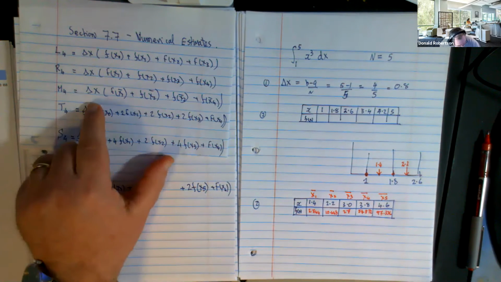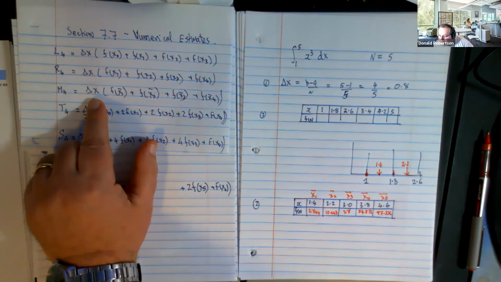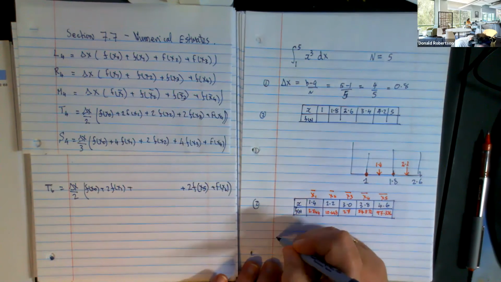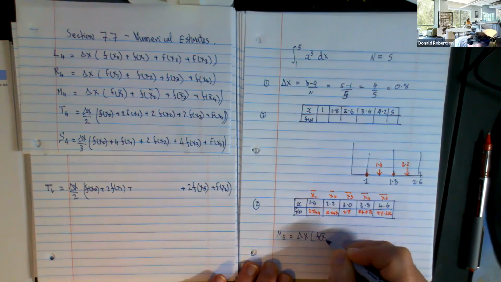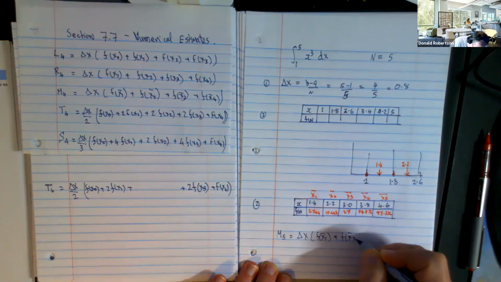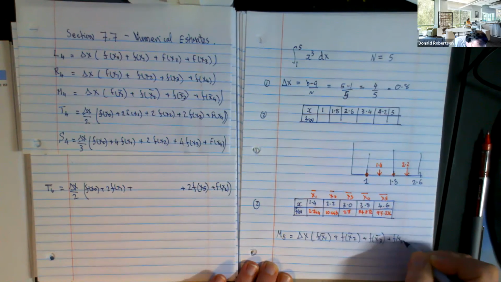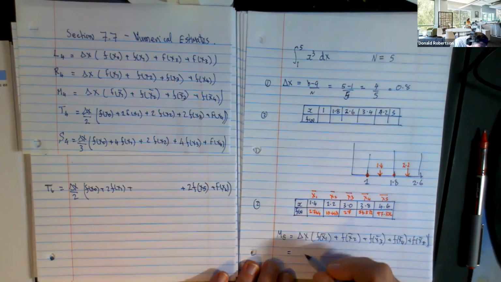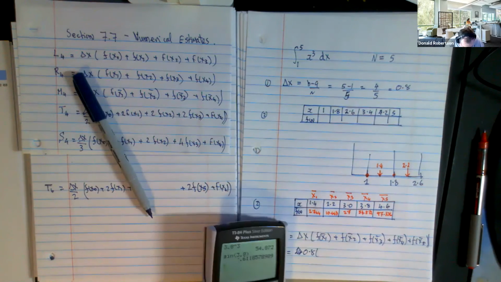So what's the formula for midpoint? Isn't it basically delta x and add them all up? So to get midpoint 5, it's delta x, this guy, this guy, this one, and that one. So what do we have here? Oops, I don't have a delta x anymore. I have a 0.8, and I should really let the calculator take over. So here goes.